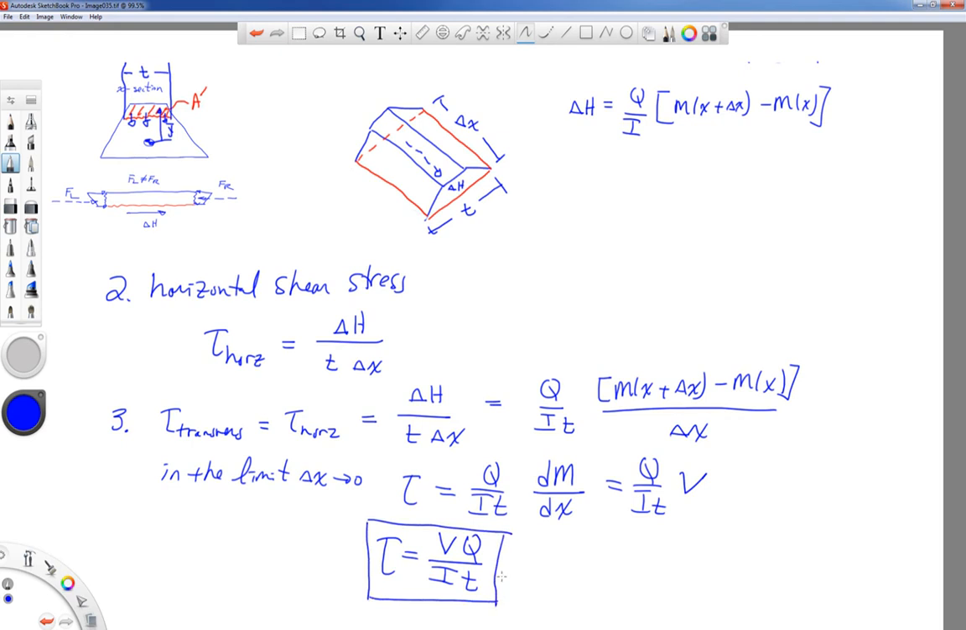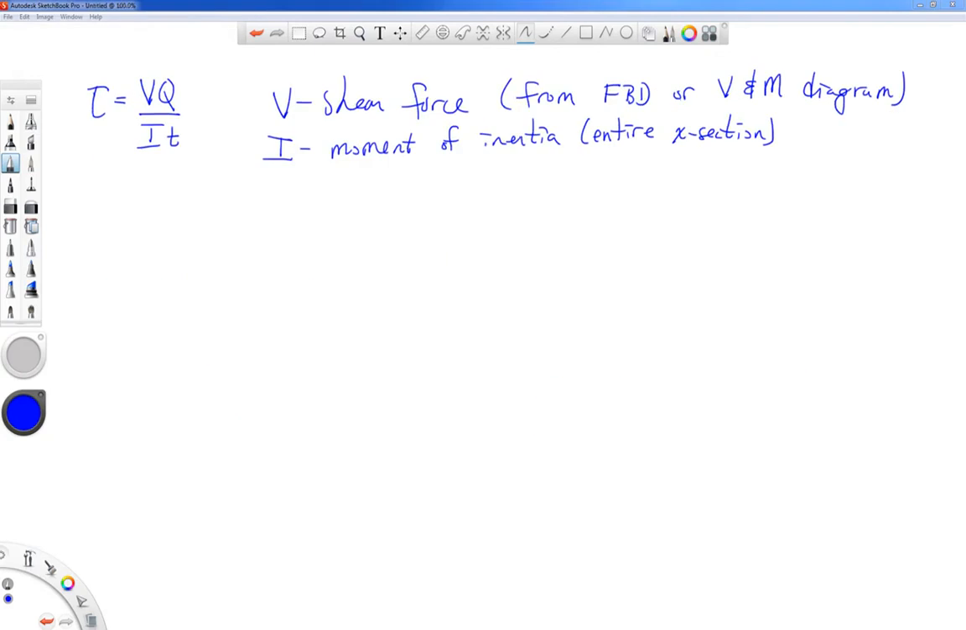And what we're going to do is make sure we understand what all those different terms mean in that formula, and then we're going to do some examples. Okay, so tau is equal to VQ over IT. V is the shear force in the beam. We get that from a free body diagram, or from a shear force and bending moment diagram at a particular position along the length of the beam. So that can depend on x.